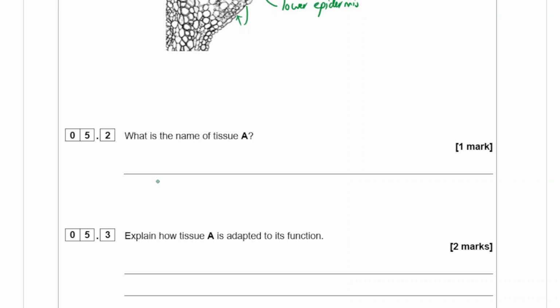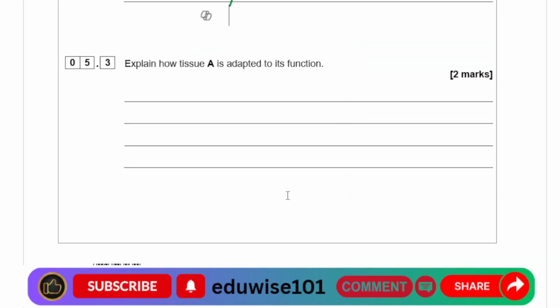So, what is the name of tissue A? That will be the palisade layer. Sometimes it's also called the palisade mesophyll layer as well, but we'll just simply call it palisade layer. Explain how tissue A is adapted to its function.